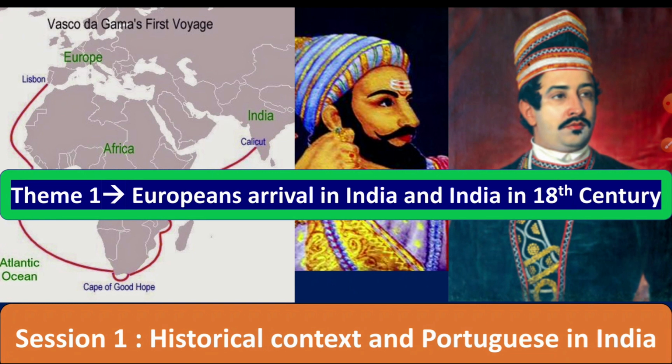So the first theme is that we're going to start our session. We have divided the whole course into themes. The first theme is the European arrival in India and India in the 18th century. So the first session is historical context and the Portuguese in India.